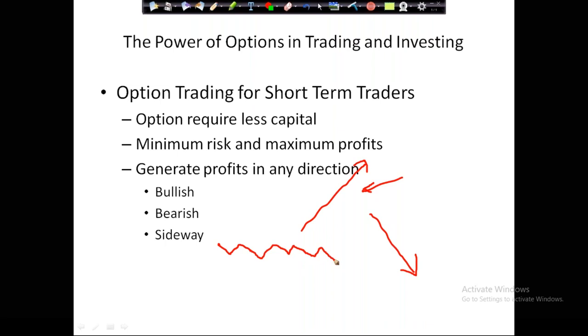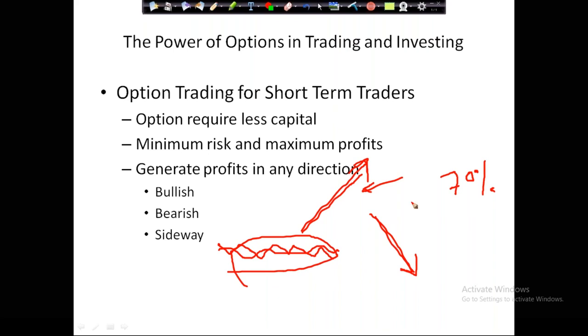Generally, a stock trader can earn when price is up or down, but in a sideways market they can't earn. Remember, 70% of the time the market stays sideways, so we miss 30% opportunity to earn money in a stock. But in options, in any direction, we can earn money.